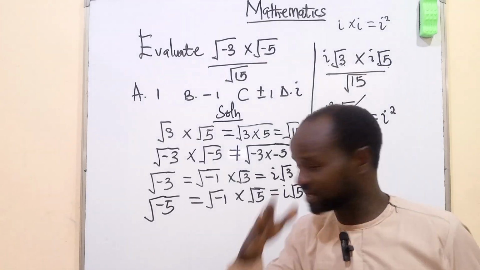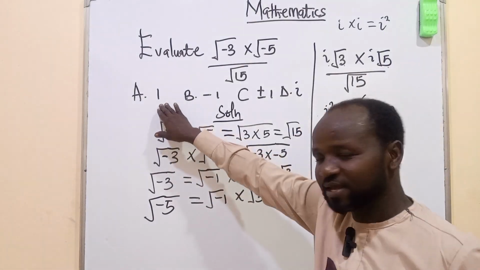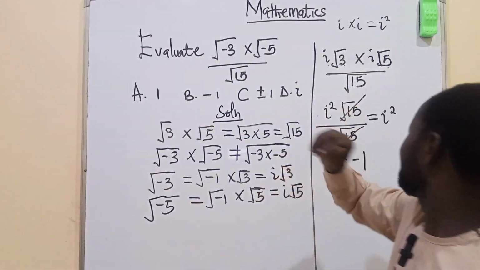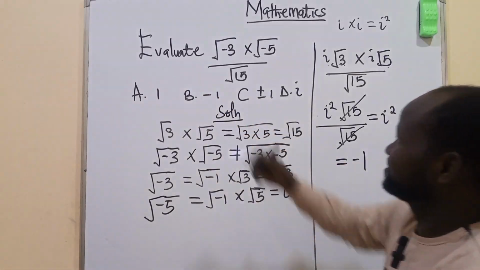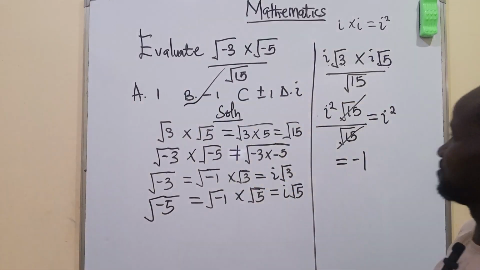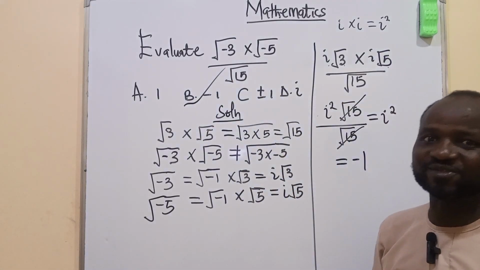Let's look at the options that we have here. Option A, 1. No, that's not the answer. Option B, minus 1. That's the correct option. So the correct answer is minus 1.